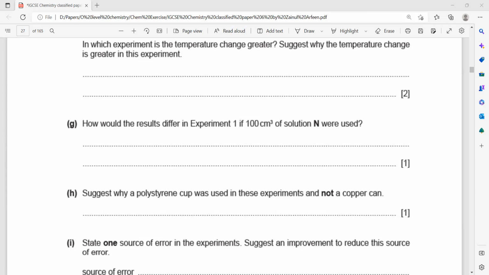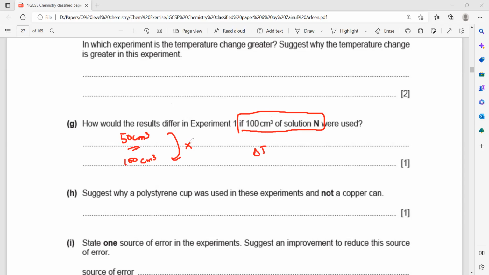Look, the idea is that when we are saying that we are using 100 cm cube of solution N, what will happen to temperature change? The temperature change will be half. Because we are using the same concentration, we did not change the concentration. As 50 cm cube and 100 cm cube, what is the relation between volume and the temperature change? The volume and temperature change are inverse.